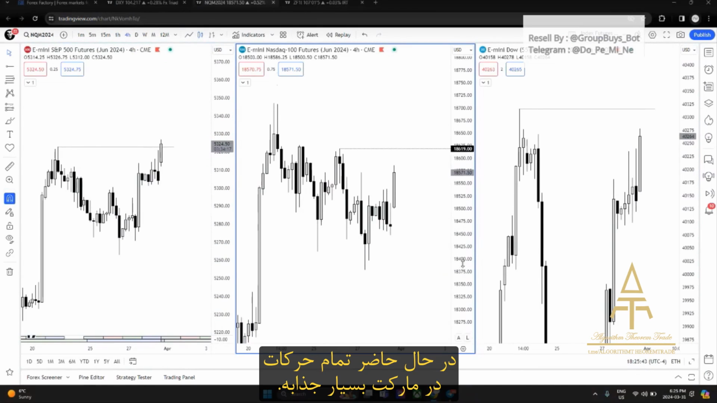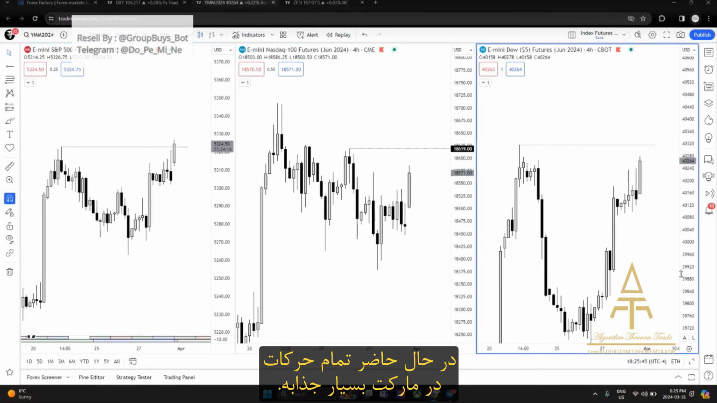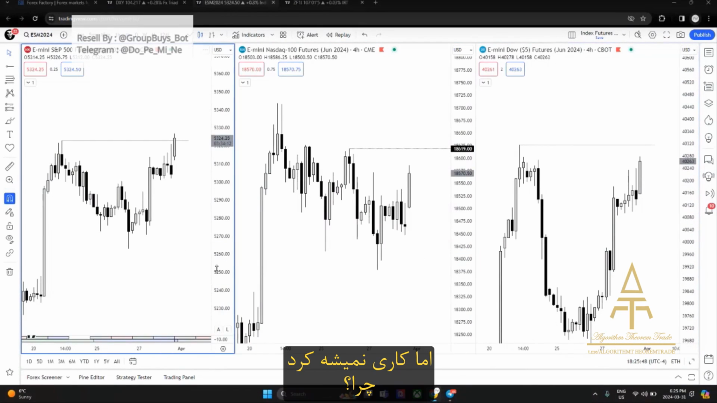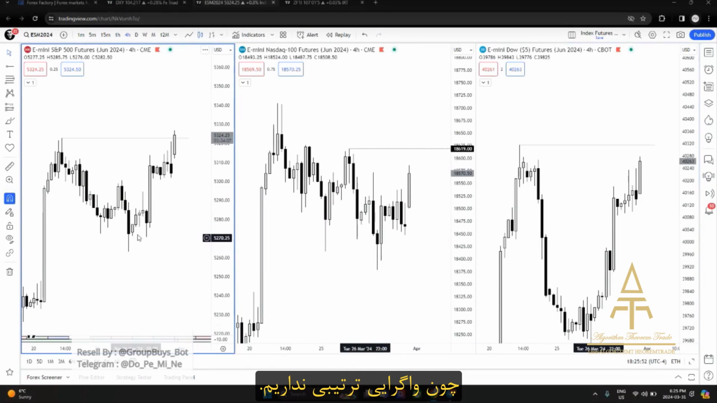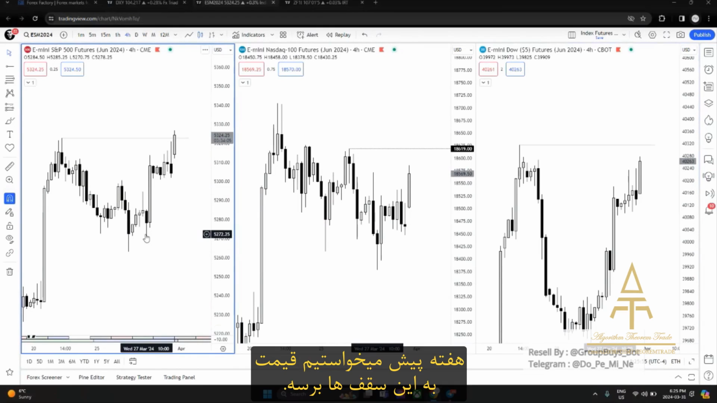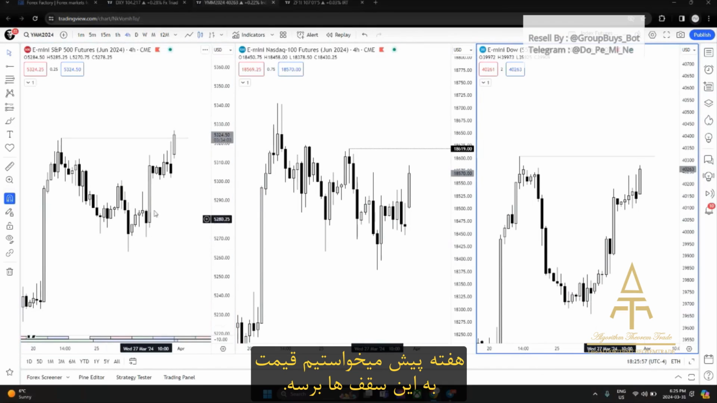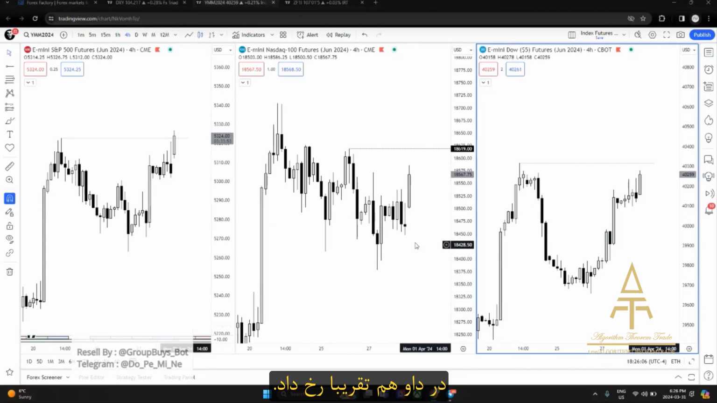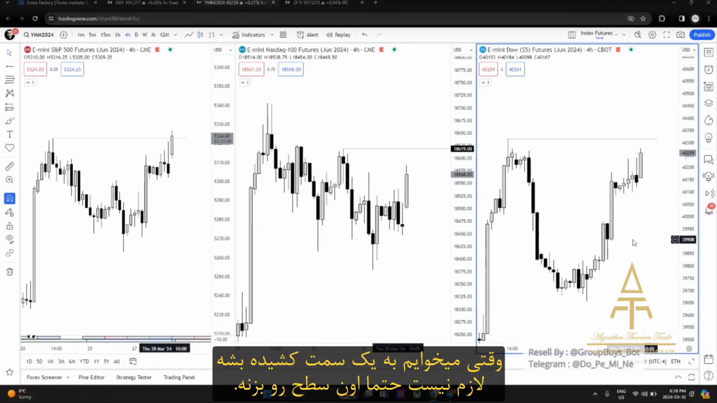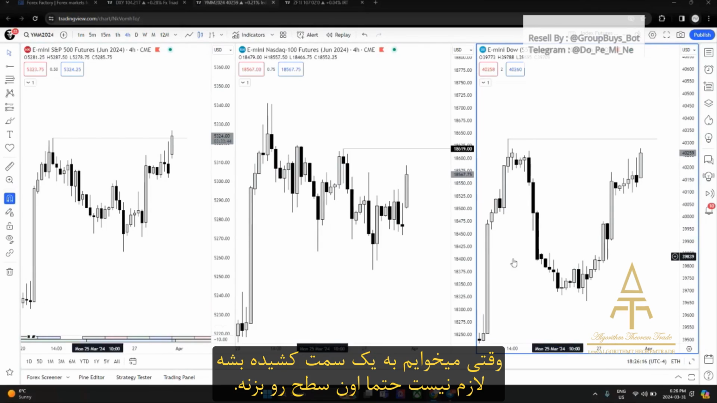Currently, everything is setting up and looking very interesting, but there is nothing to do. And why is that? Because there is no sequential SMT, right? Last week, we wanted to see price gravitate to these highs. You can see that it happened here for the S&P 500. It was about to happen for the Dow, right? And whenever we say we want to see price gravitate towards the level, that's all we mean. It doesn't need to breach the level, right?